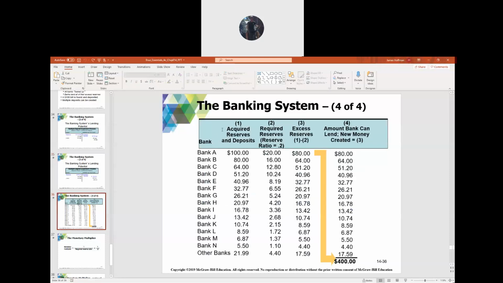So what's going on in this slide 36? Do we get the idea of the illustration for the multiple deposit creation? Okay, is it somewhat clear what's going on here? Okay, great.